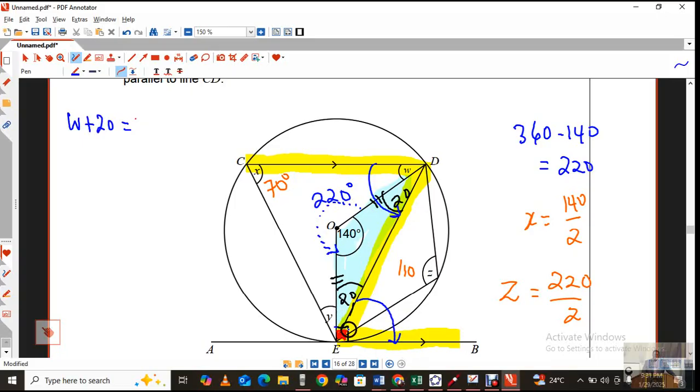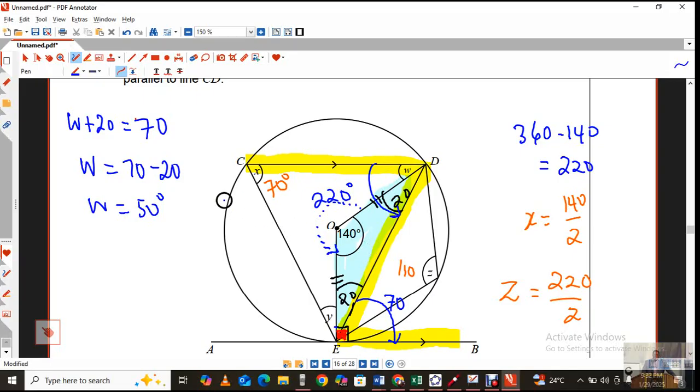Since this whole one is 90 and that little one is 20, it implies that this one is 70. Can you see that? This one here is 70. So this 70 is equal to W plus 20. What does it imply? I can calculate W: W will be 70 take away 20. Guess what W is? W is 50. Okay, I got my W. I have my W here, it's 50. Can we also calculate Y?